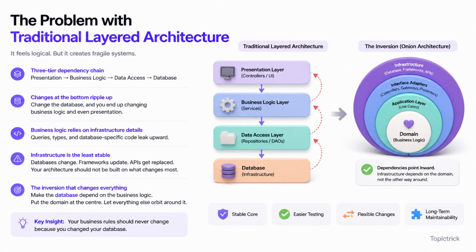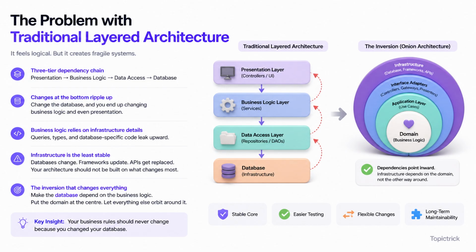To appreciate Onion architecture, you need to feel the pain of what it replaces. In a traditional 3-tier or layered architecture, you have a presentation layer at the top, a business logic layer in the middle, and a data access layer at the bottom. Each layer depends on the layer below it. This feels logical. Information flows downward. Your controller calls your service. Your service calls your repository. Your repository talks to the database.